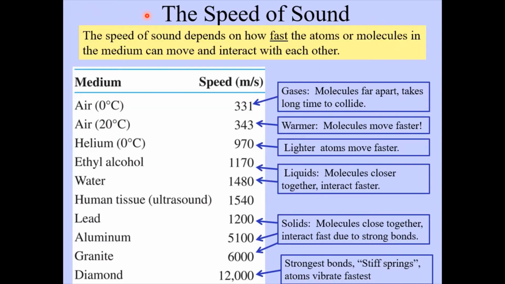So the speed of sound is how fast the sound wave moves through air. And the speed of sound depends on how fast the atoms or molecules in the medium can move and interact with each other. So if we have air at a cold temperature, 0 degrees Celsius, remember, the freezing point of water, that would be on a cold winter day up in the mountains or something like that. And you can see that the speed of sound is pretty slow, relatively low on this chart. It's 331 meters per second. So the molecules in gases in general are far apart.